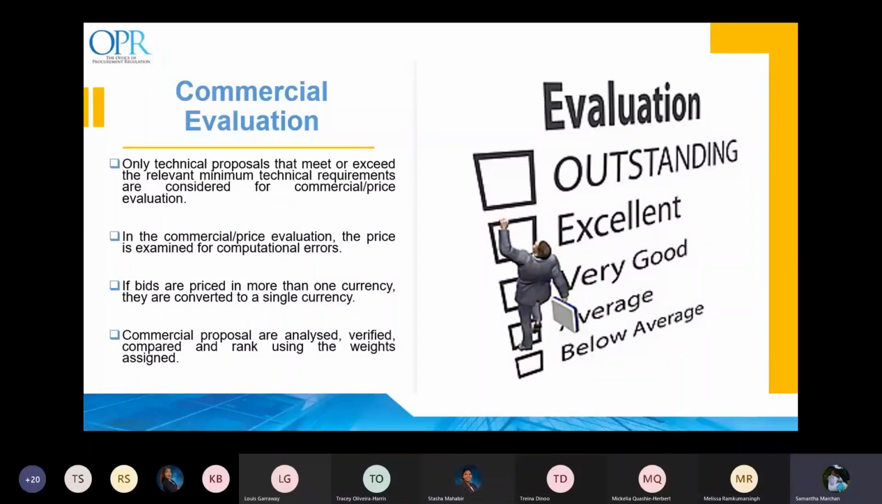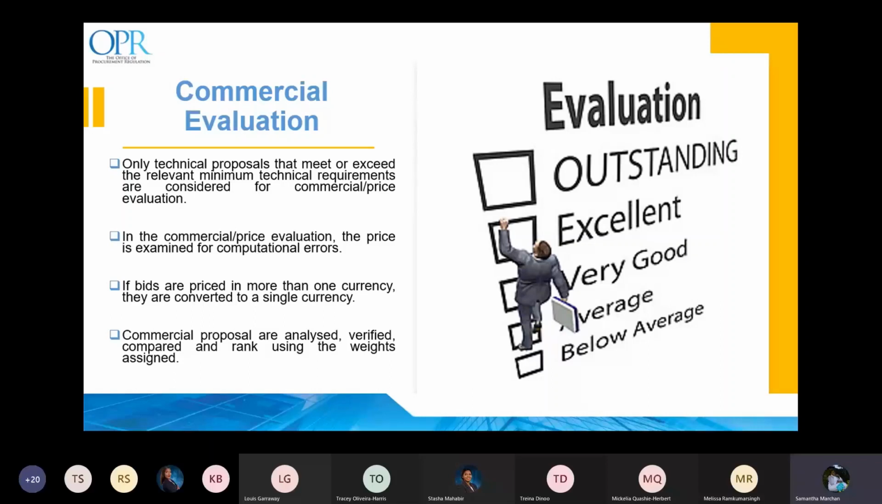In terms of the commercial evaluation, only technical proposals that meet or exceed the relevant minimum requirements shall be considered for commercial or price evaluation. Price is an important evaluation criterion, and solicitation documents must clearly state which factors, in addition to price, will be considered in the commercial evaluation. During the commercial evaluation, the committee examines the offered price and takes into consideration any discounts offered and corrects computational or arithmetic errors in the bids.